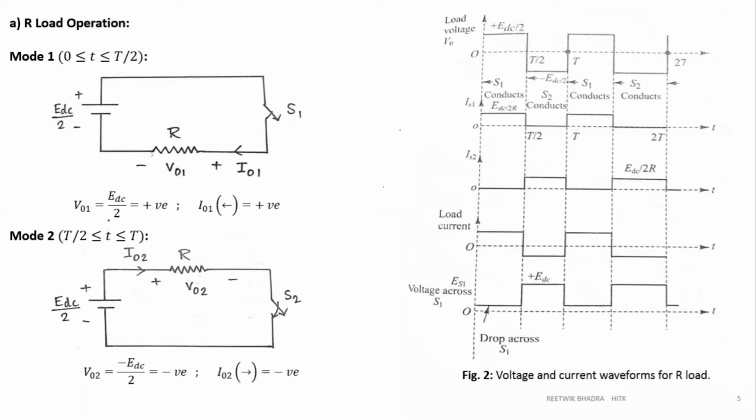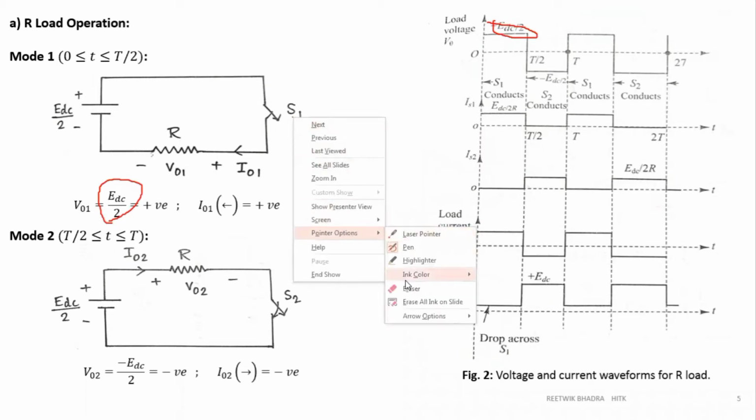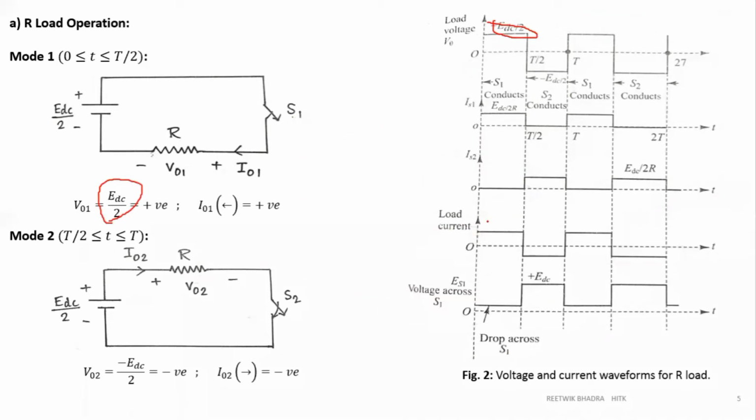That's just for understanding. When you understand all this, you can write it in terms of value also. You can use E', V', whatever you want to use. Load current is also positive. Okay, what will be load current? EDC/2 divided by R, so EDC/2R. This magnitude is EDC/2R.